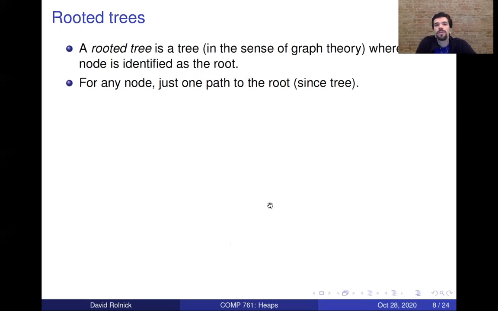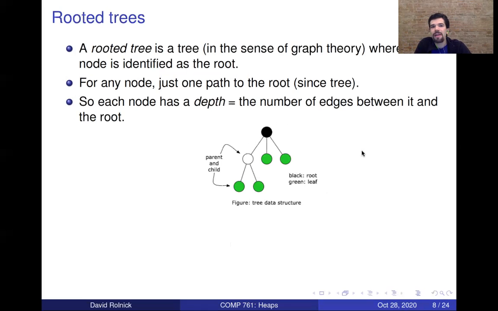For any node, there's just one path to the root since it's a tree. There aren't any cycles. Remember, that's the definition of a tree. There are no cycles, so there's a unique path to the root. And that means that every node has a depth, which is the number of edges between it and the root.